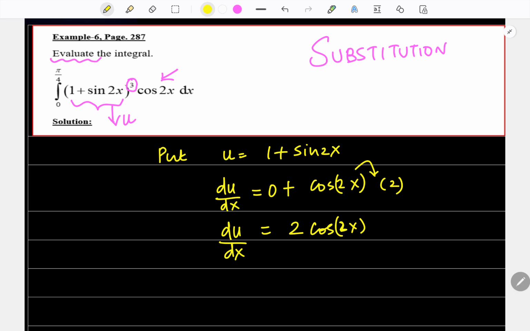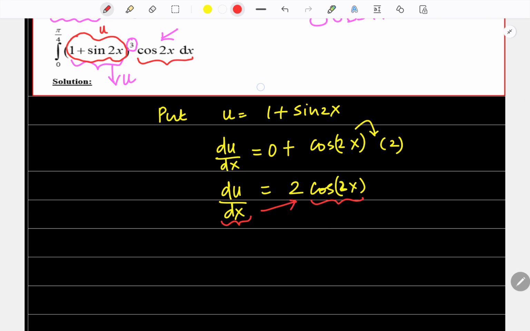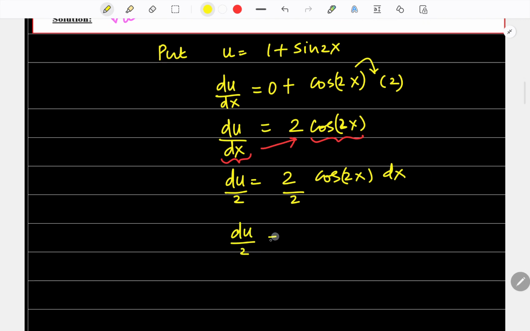Look at the question. I need to convert everything in terms of u. Keep that in your mind. So this whole thing I can convert into u. Now you look here, cosine 2x dx. There is a cosine 2x and there is a dx. So I cross multiply, and I get du equals twice times cosine 2x times dx. But there is no 2 needed, so you divide by 2 on both sides. So du divided by 2 equals cosine 2x times dx.